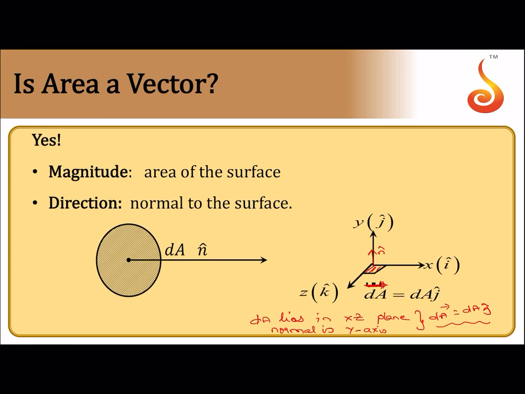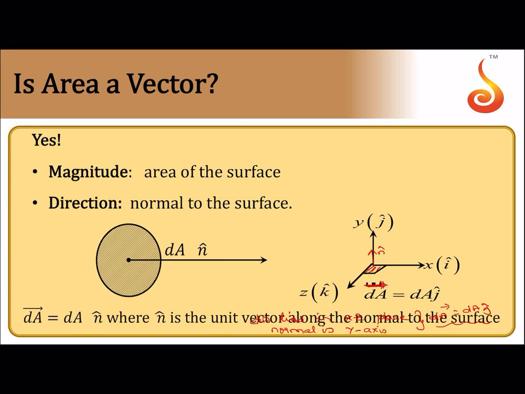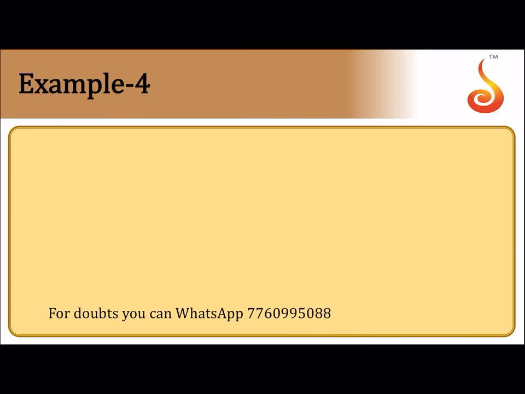Okay, so let's go on to the next one. So dA bar is dA times n cap, where n cap is the unit vector along the normal to the surface. We've done that.